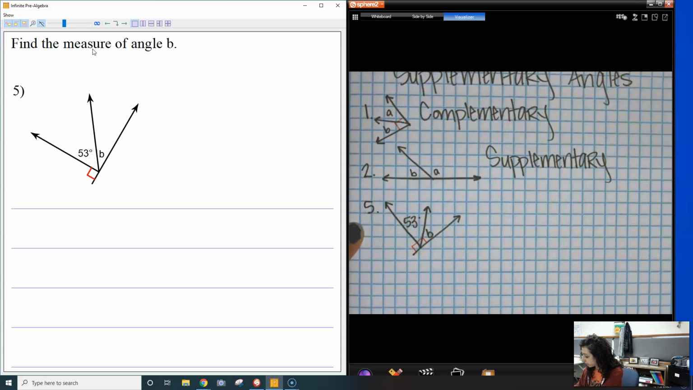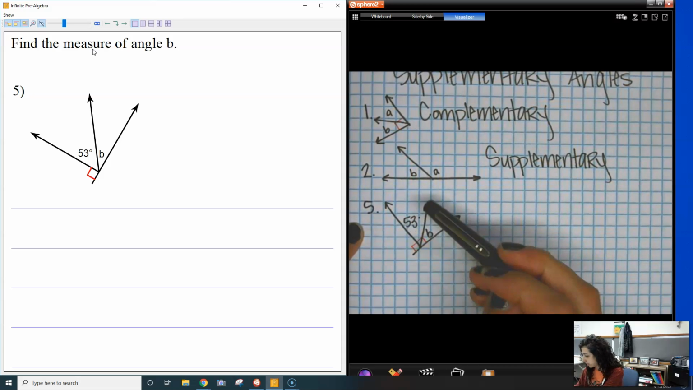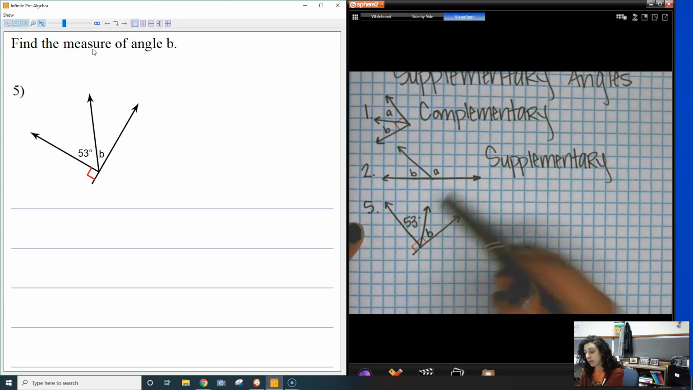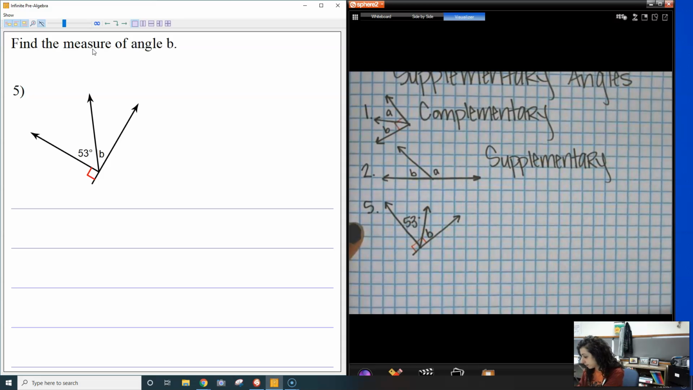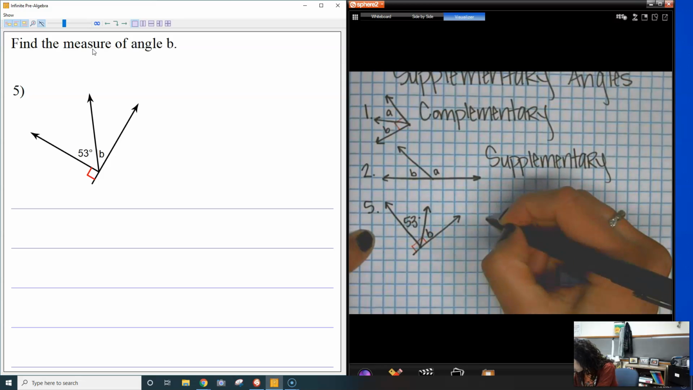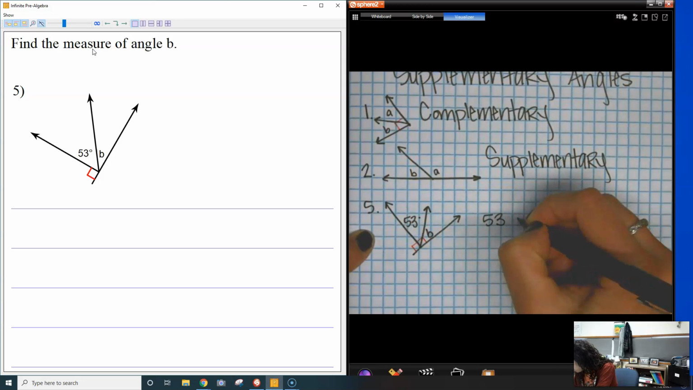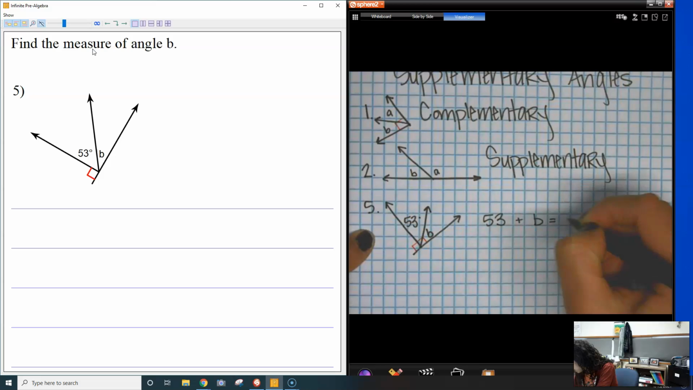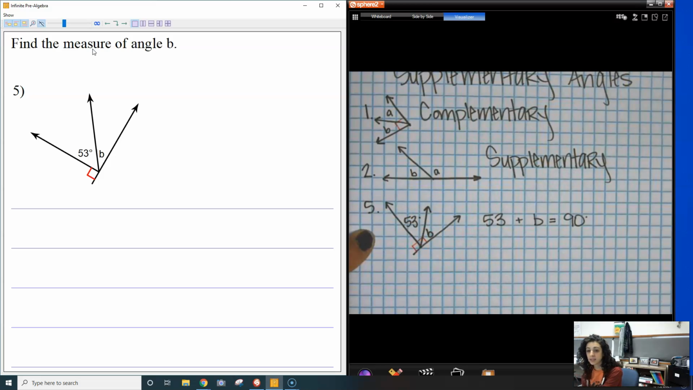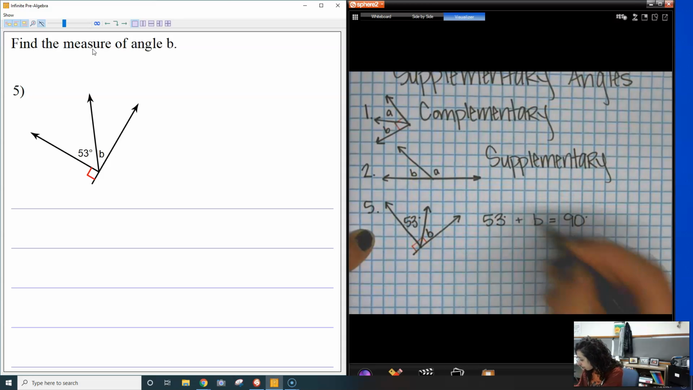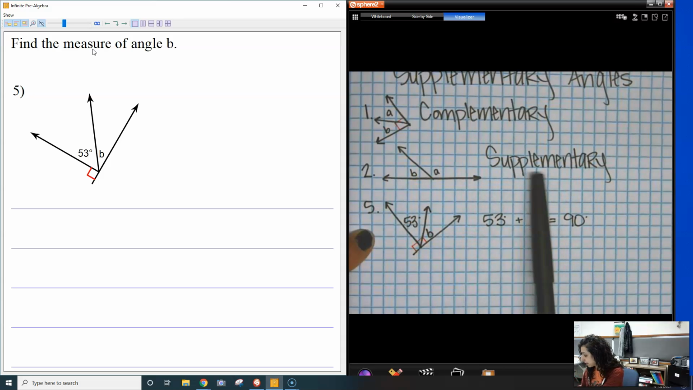So the relationship is complementary because these two angles, when added together, make 90 degrees, and that's the definition of complementary. So my equation is 53 plus B equals 90 degrees. This is a one-step equation that we did over before break, and so if I want to solve for B, I just put my pencil over B and I say, oh, what's on the same side of the equal sign as B? And I say, oh, it's 53.